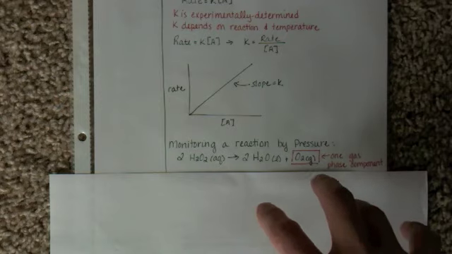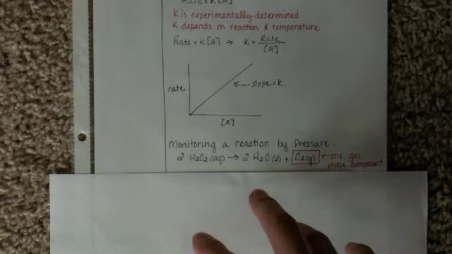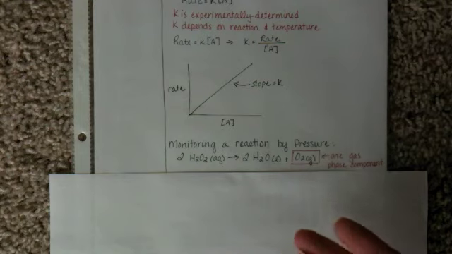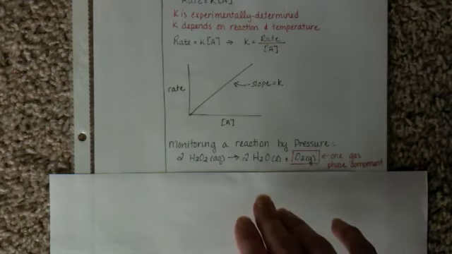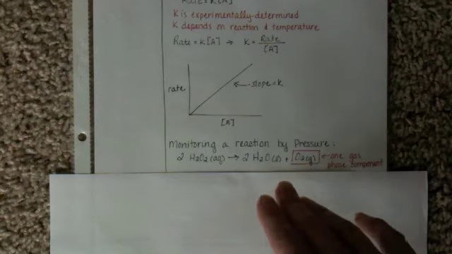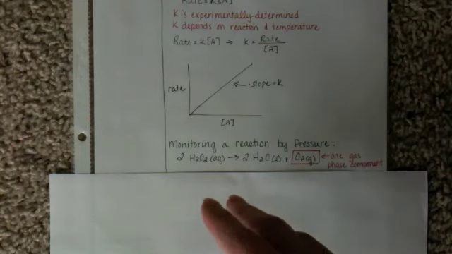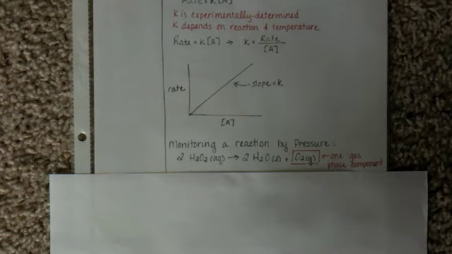That way you know that all of the pressure that's being created or all of the pressure that's being decreased is due simply to the production of that one gas phase component or the consumption of the gas phase component, whether it's a product or reactant.